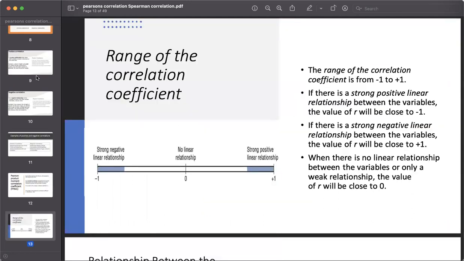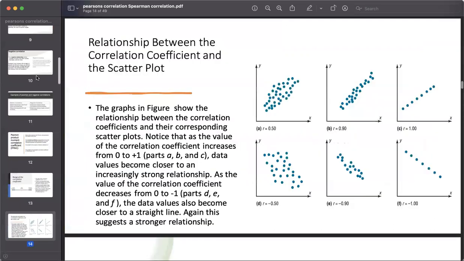Range of the correlation coefficient. The range of the correlation coefficient is from negative 1 to positive 1. If there is a strong positive linear relationship between the variables, the value of r will be close to positive 1. If there is a strong negative linear relationship between the variables, the value of r will be close to negative 1. When there is no relationship between the variables or only a weak relationship, the value of r will be close to 0.